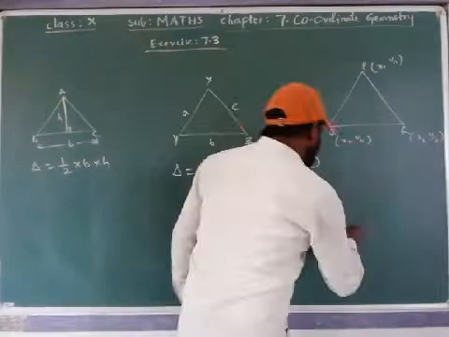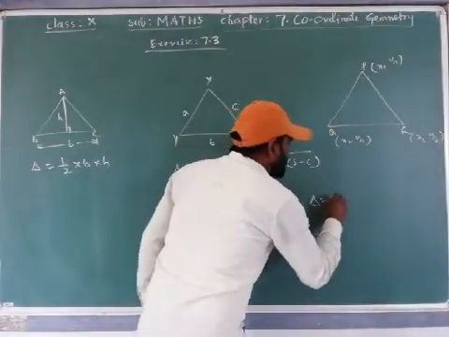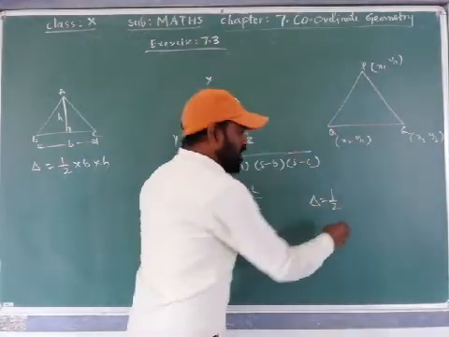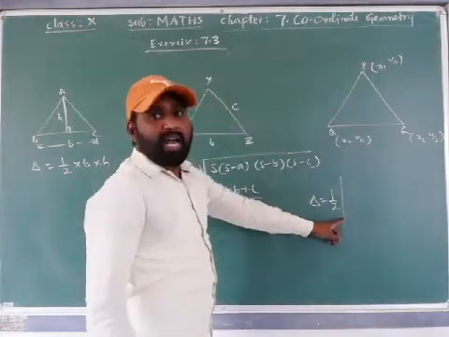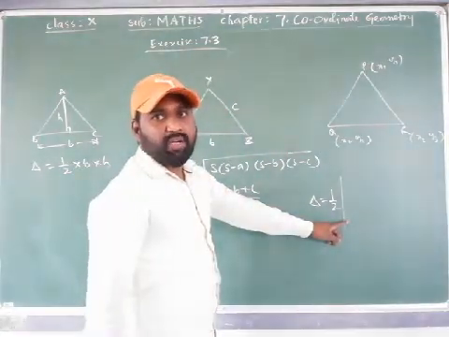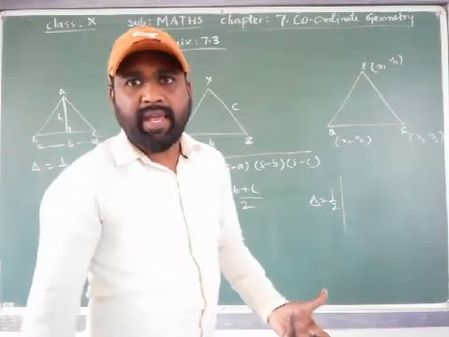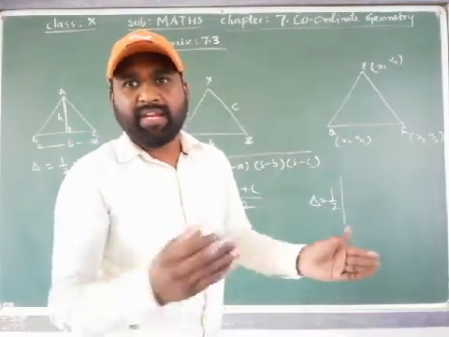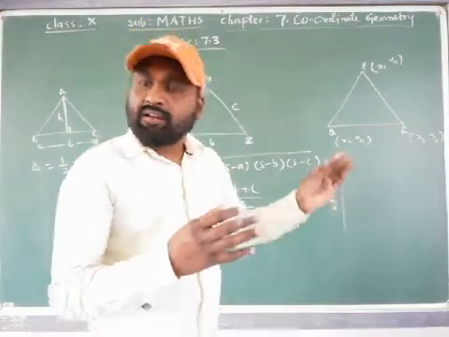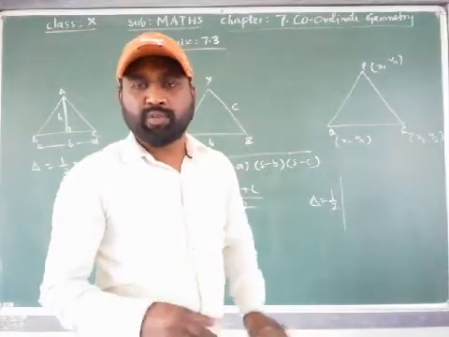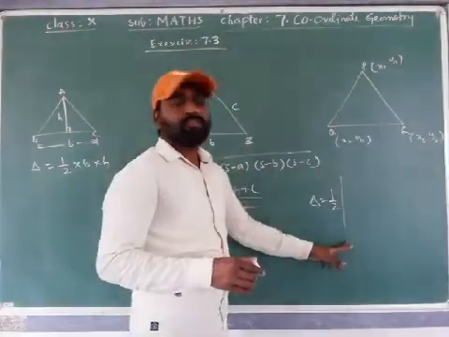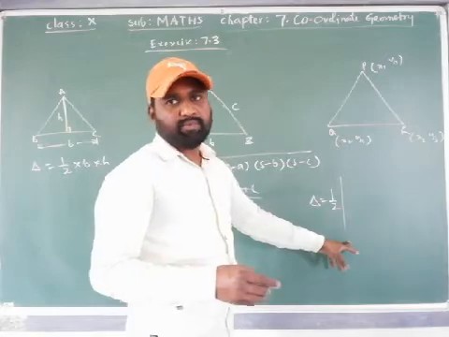For this, the area of the triangle formula is half into, this is what, absolute value, we will say modular. That means area cannot be negative. If any negative value comes, that also is taken as positive only. To make it positive, we take the absolute value. We call it modular.